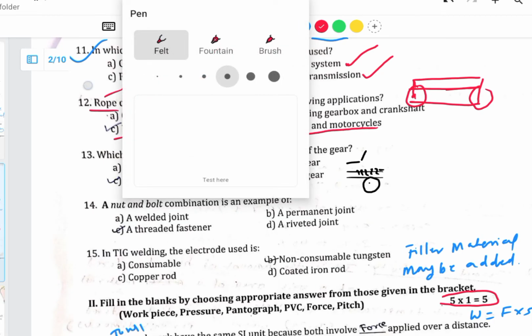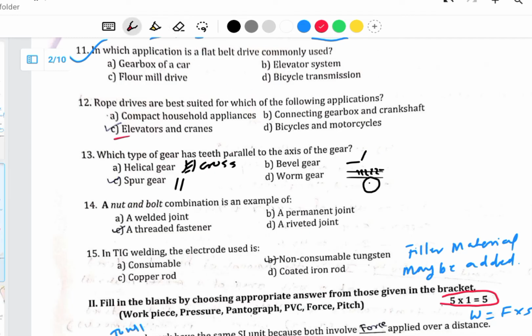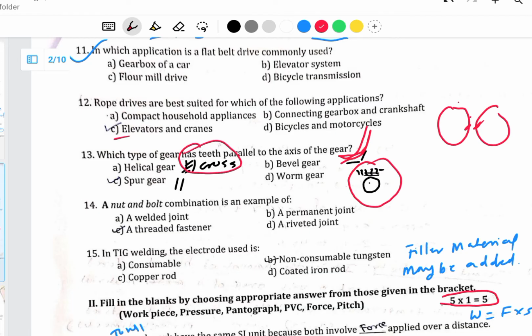So the next question, okay, let me clear this one. Which type of gear has teeth parallel to the axis? Both the driver and driven should rotate in the same direction. Here the bevel gear is of this angled type. Here you can see the worm gear, it will be like this, and the helical gear will be in the form of a cross, but in the spur gear it will be parallel. So the correct answer is spur gear.